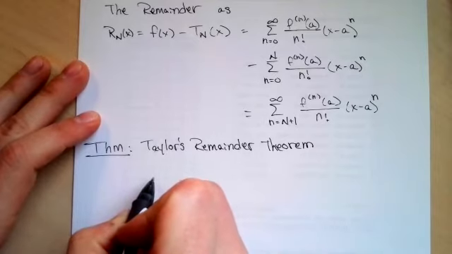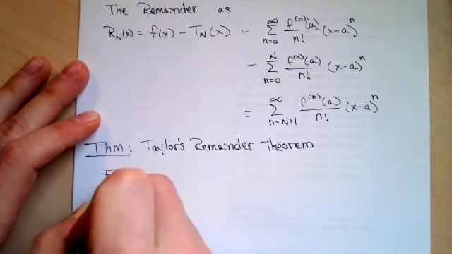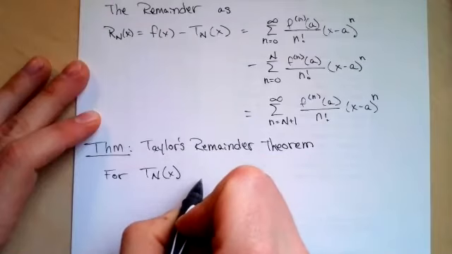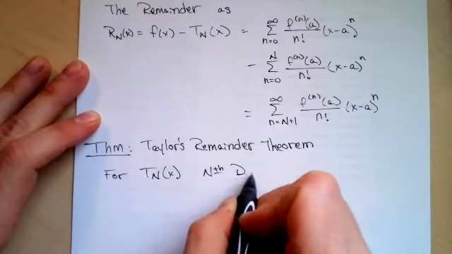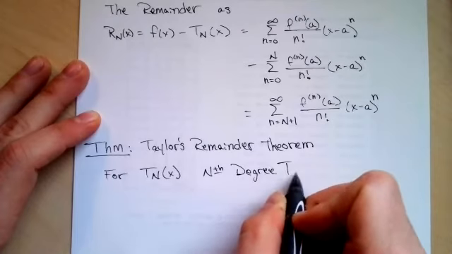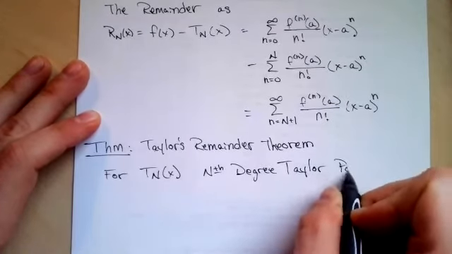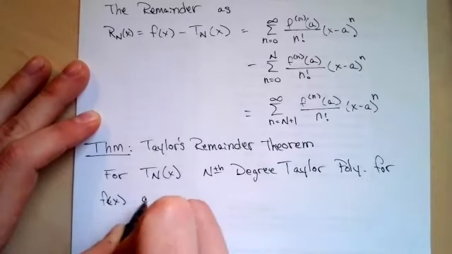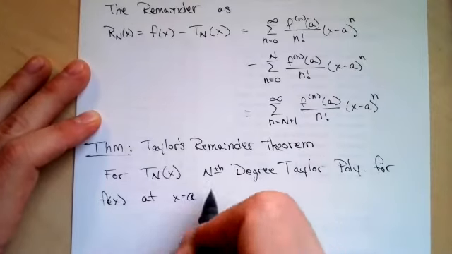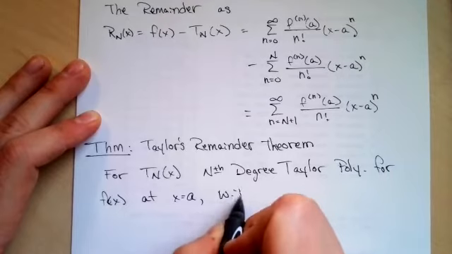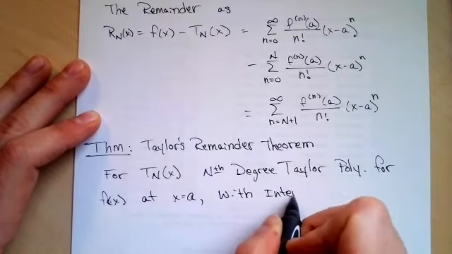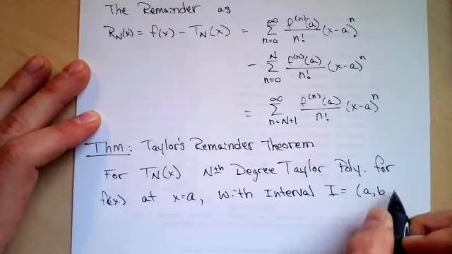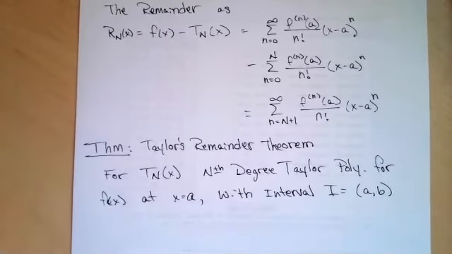So how much do I want to write out? Let's just write out the whole thing. So for Tn of x, the nth degree Taylor polynomial for f of x at x equals a, with interval I, potentially including the endpoints.